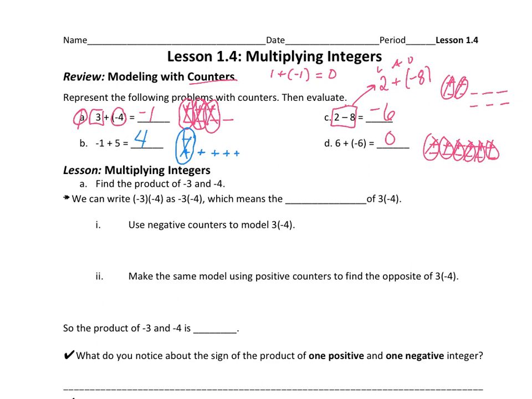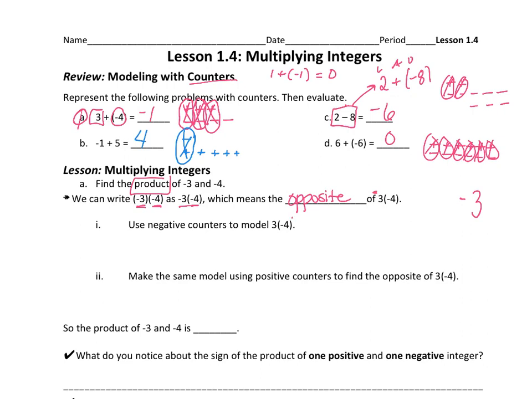So multiplying integers, it says find the product of negative 3 and negative 4. Again, product means to multiply. So we can write -3 times -4 as literally the same thing, just without the parentheses, which means the opposite of 3 times -4, because if you put a negative sign in front of a 3, it becomes the opposite of 3. So if you put a negative sign in front of a problem, it still means the opposite of that problem. So it says use negative counters to model 3 times -4.